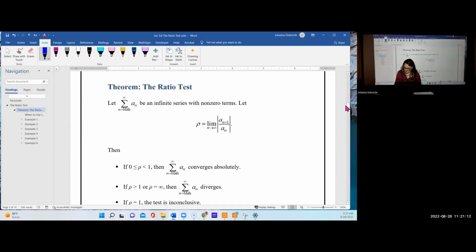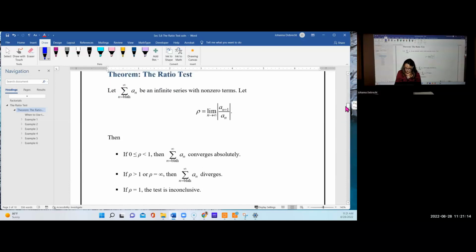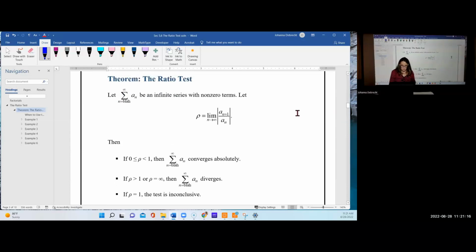Let's see if I can get it all a little more centered on the page. So now we're looking at this. It says, suppose you have some infinite series based on a sequence a sub n. We don't know anything about a sub n except that at some point the terms are not 0. So from some point on, none of the terms are 0.